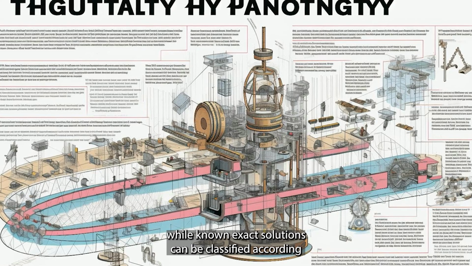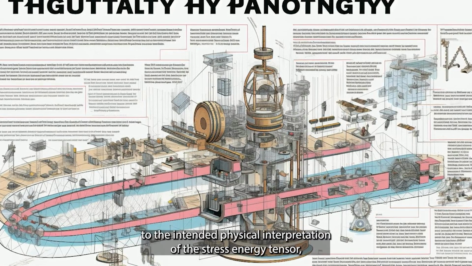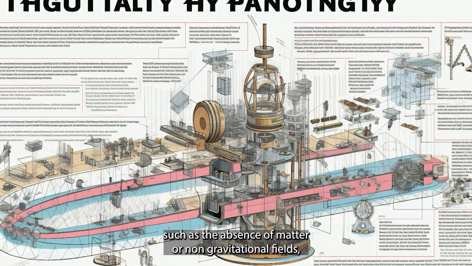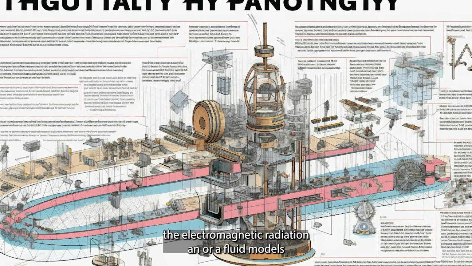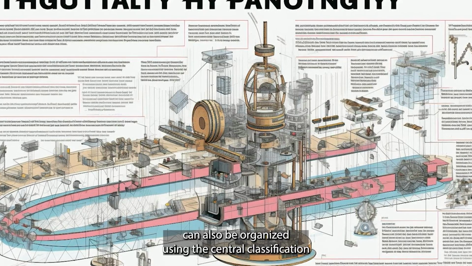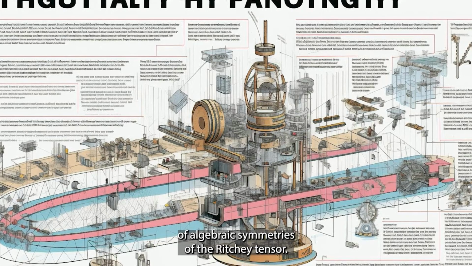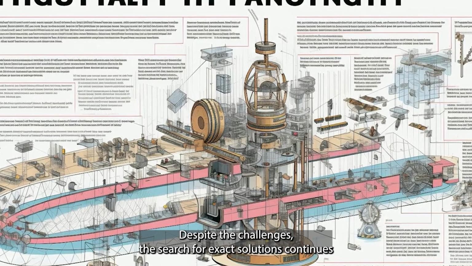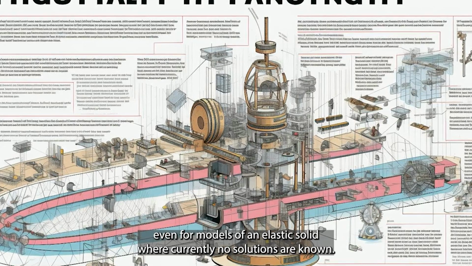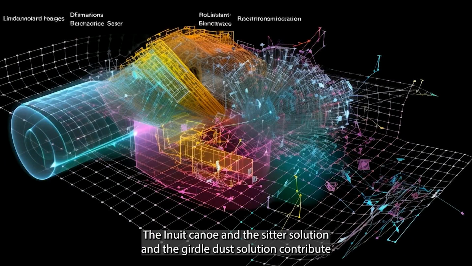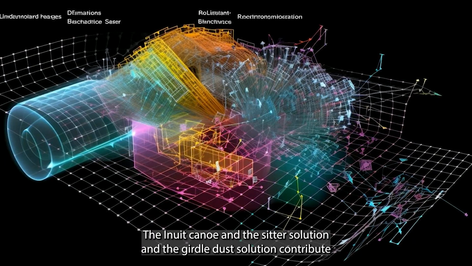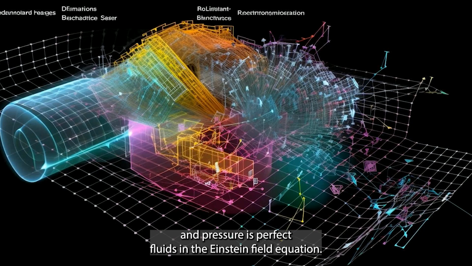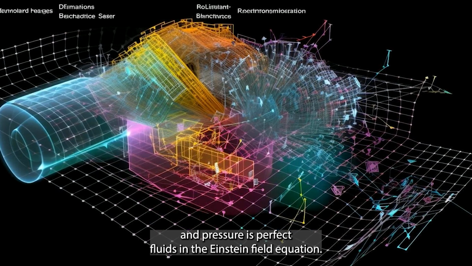of separation. Well-known exact solutions can be classified according to the intended physical interpretation of the stress-energy tensor, such as the absence of matter or non-gravitational fields, electromagnetic radiation, or a fluid. Models can also be organized using the Segre classification of algebraic symmetries of the Ricci tensor. Despite the challenges, the search for exact solutions continues, even for models of an elastic solid, where currently no solutions are known. The Nariai-Kerr-Newman-de Sitter solution and the Gödel dust solution contribute electromagnetic fields, positive vacuum energy, vacuum perturbations, and pressureless perfect fluids in the Einstein field equation.